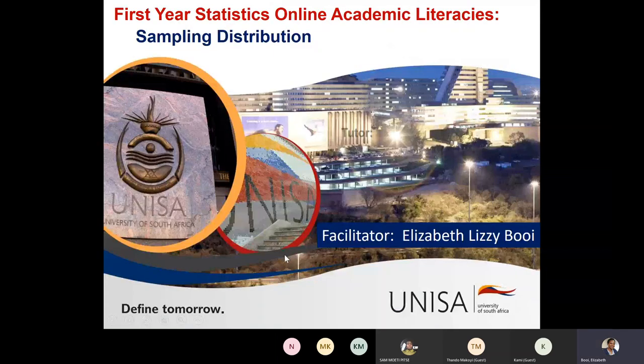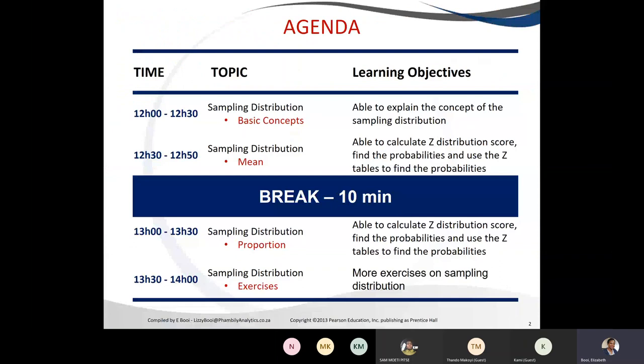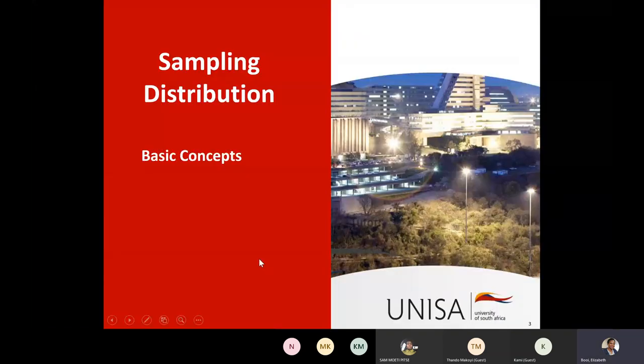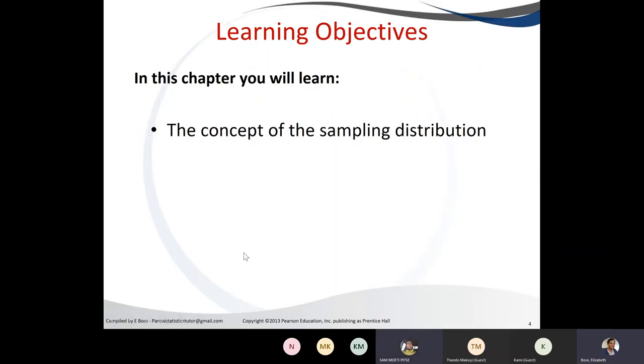If I can start from here. We're doing sampling distribution. We're going to look at the basic concept, and then we calculate the mean and then do the proportion. That's the objective of today. Okay, so if there is any other question, feel free to ask. Otherwise, then we can start.